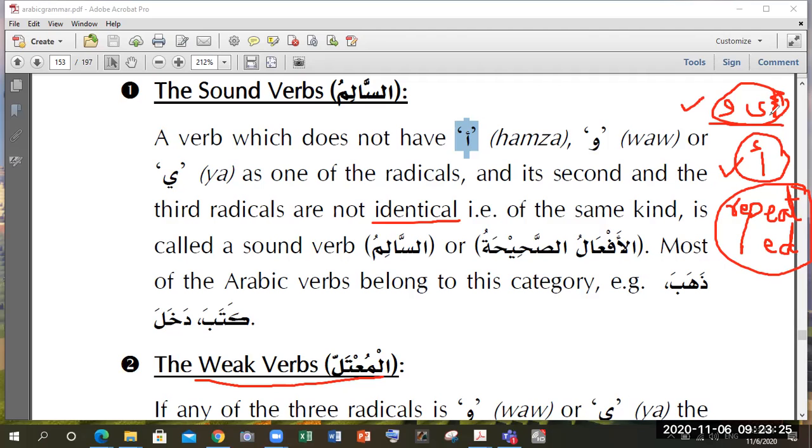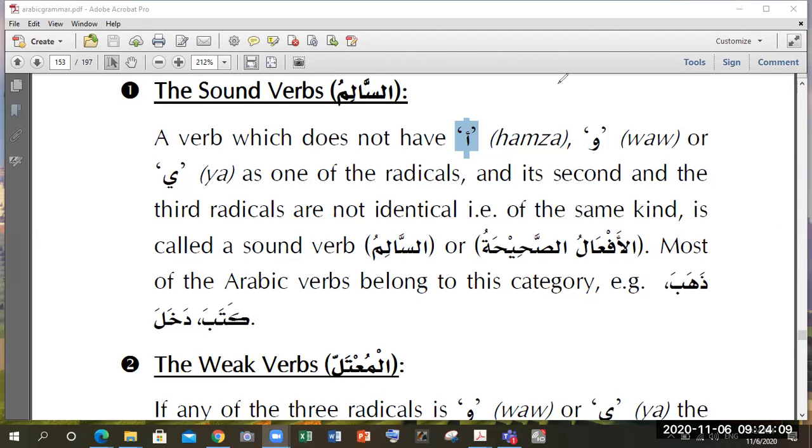So if ya and waw are coming as root letters, what will it be called? Mu'attal or weak verbs. If hamza comes as a root letter, the verb will be called mahmuz. It will come next, but I'm just giving you an introduction. And if any letter is repeated, this is called muda'af. But if none of these is appearing, then this will be a sound verb. Sound verb. Perfect. Salim. Sahi. Correct. Authentic. Whatever you name it.